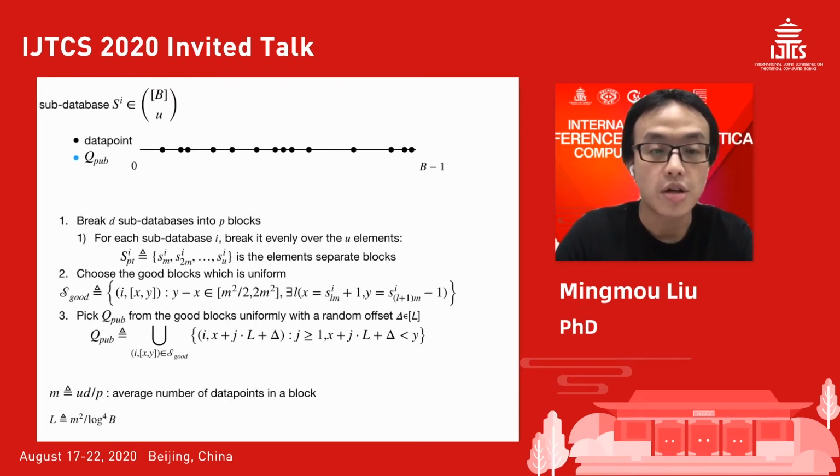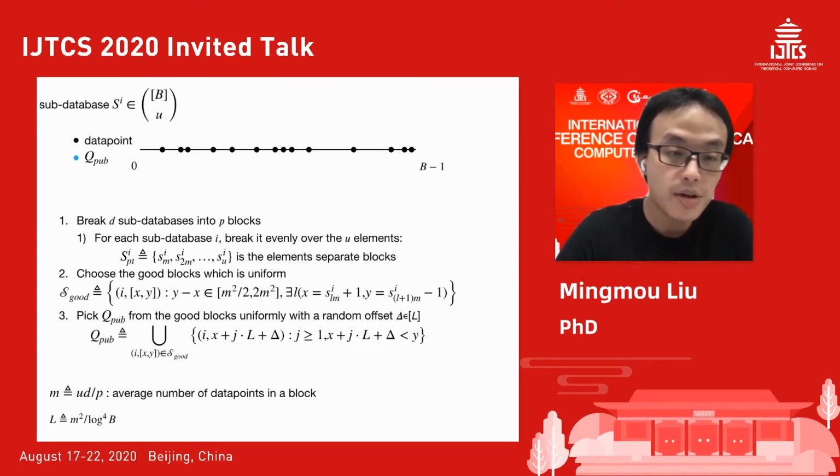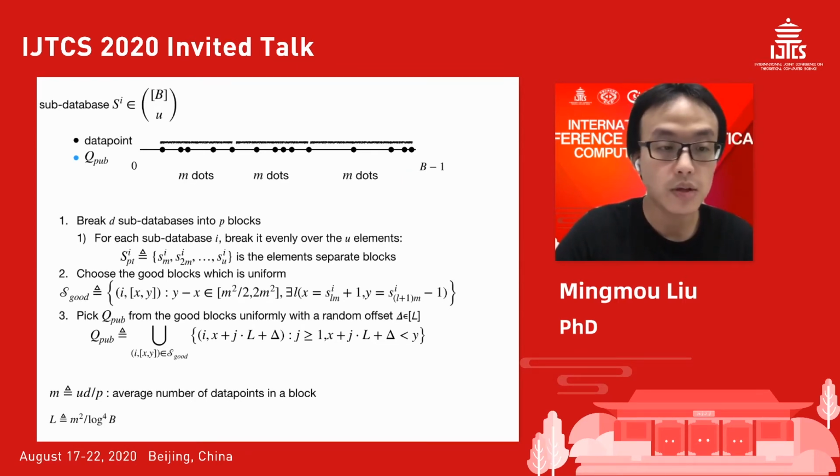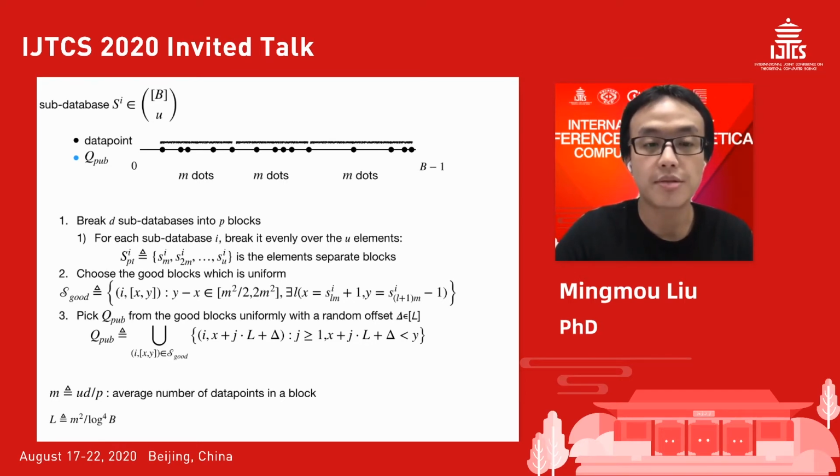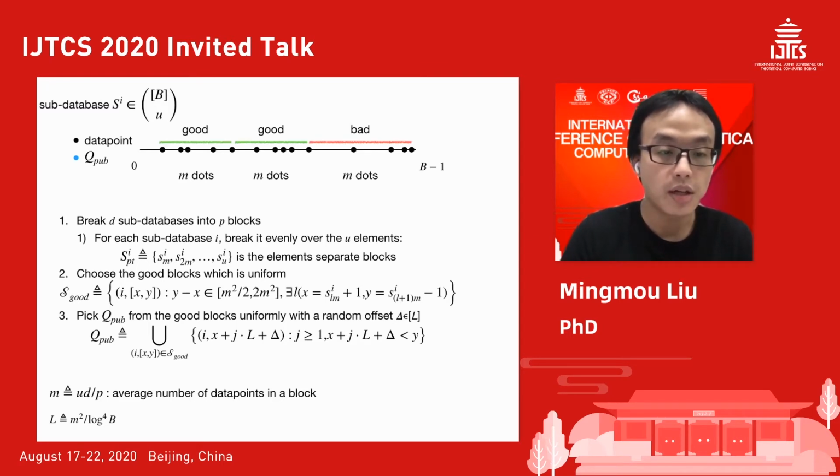Let's move our concern to a sub-problem. Imagine that we put the B numbers of the universe on a line. The black dots are the data points. We break the D sub-problems into P blocks. Every block is an interval on the line. Every block contains M data points. Of course, the lengths of the blocks are various. What we want are the blocks of length M squared.